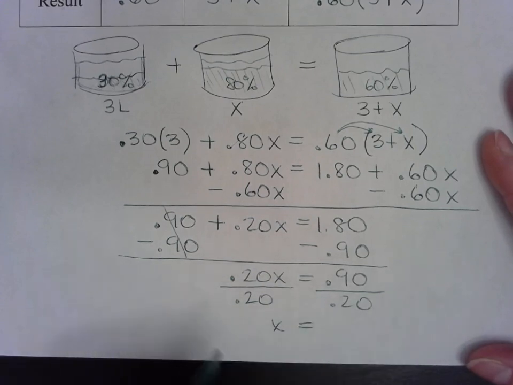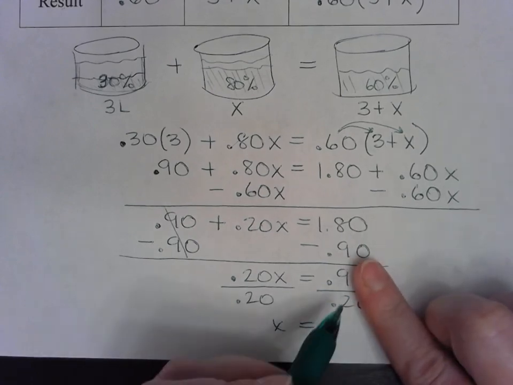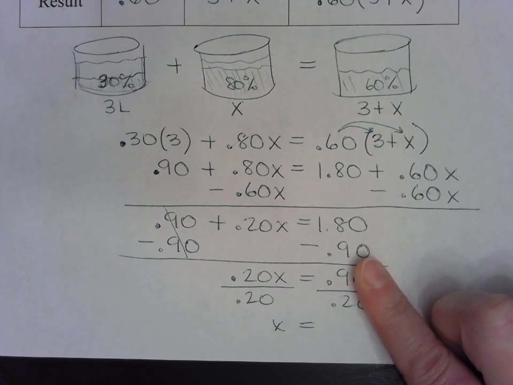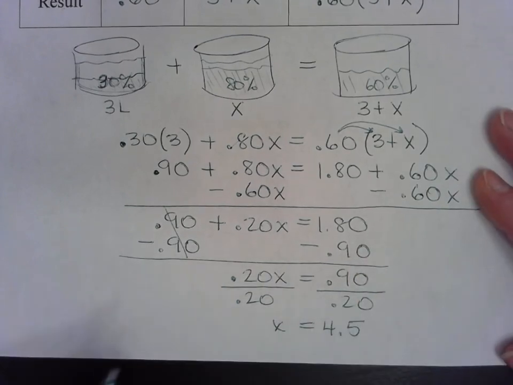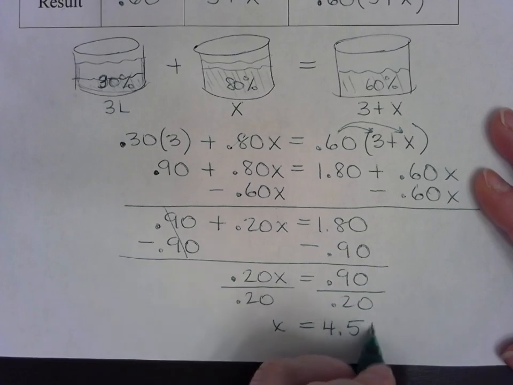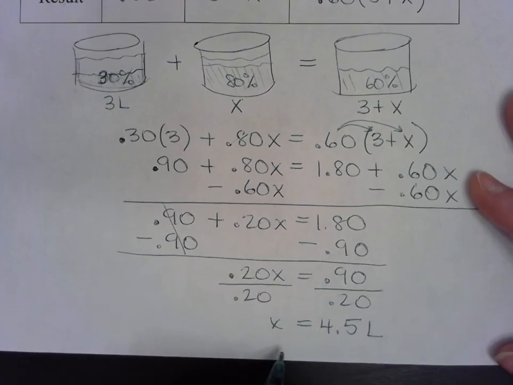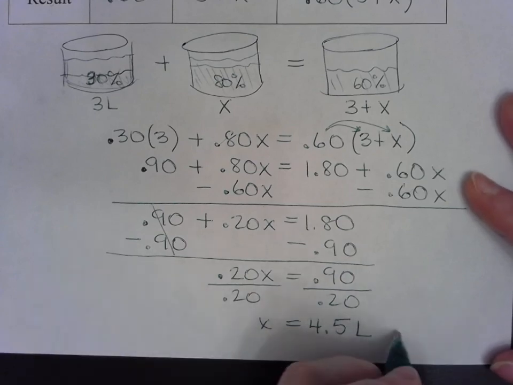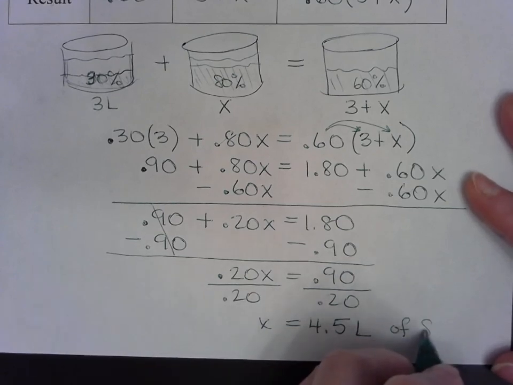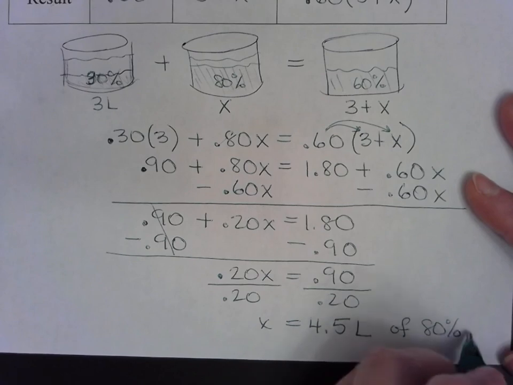Okay, so really this amounts to 9 divided by 2. If I take off the zeros and I multiply top and bottom by 10, that would be 9 over 2. So I get 4.5, and this was measured in liters. And if I go back to the top, remember x was representing the amount of 80% acid.